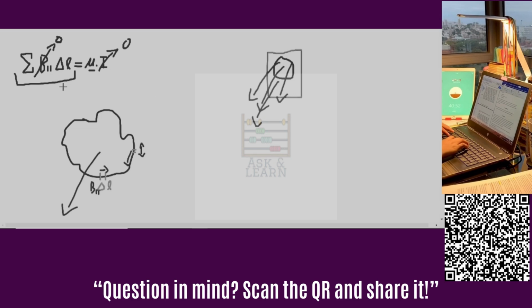There's no parallel component of the magnetic field. And that's the definition of Ampere's law here. This is what it tells you. And that's how you show that there is no current in this situation.